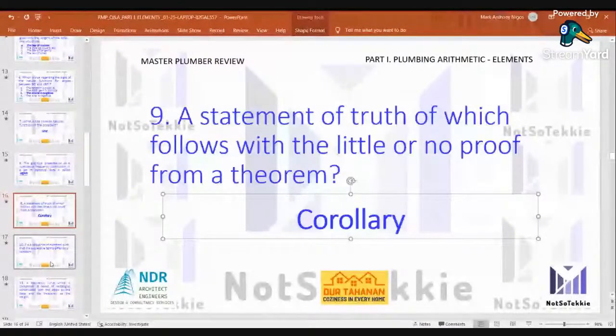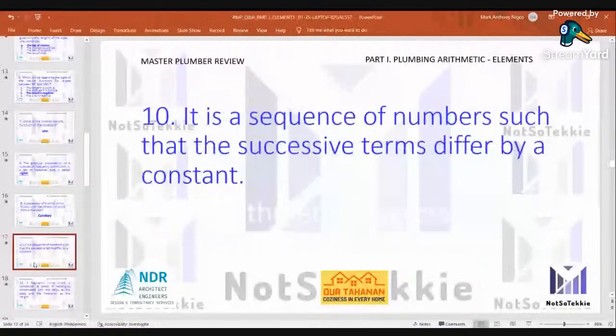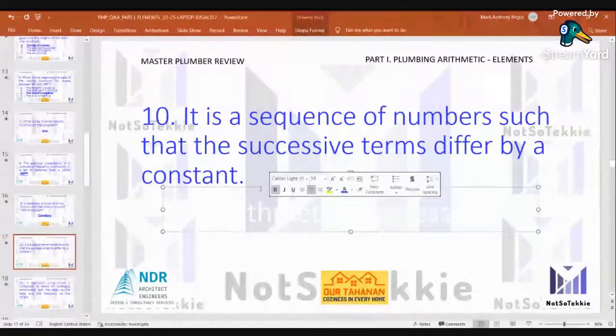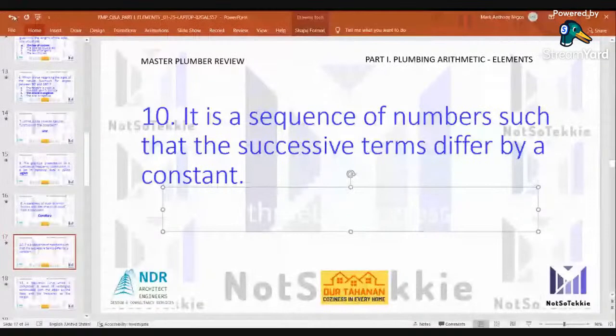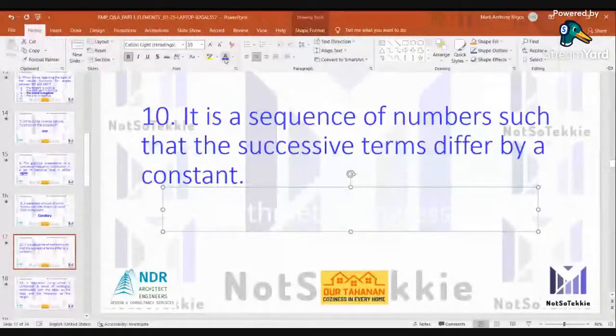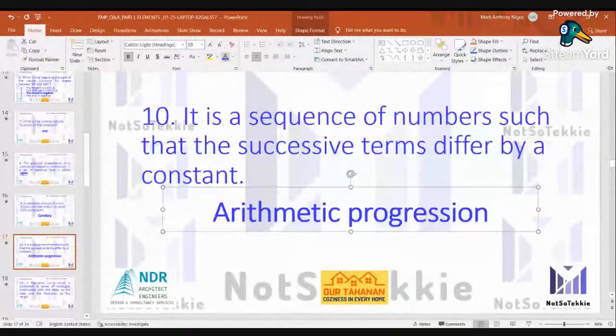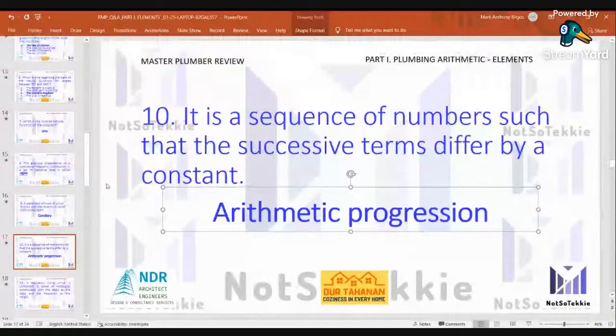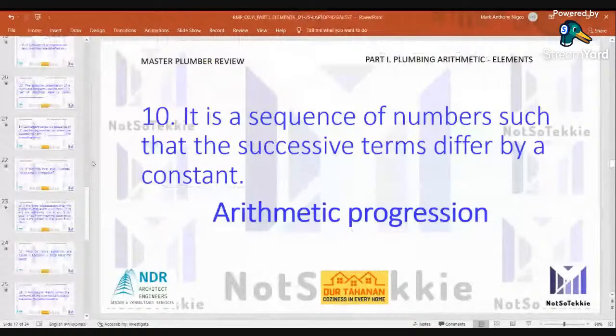Number 10. It is a sequence of numbers such that the successive terms differ by a constant. The answer is arithmetic progression. It's a sequence of numbers such that the successive terms differ by a constant. Tama, arithmetic progression niya.